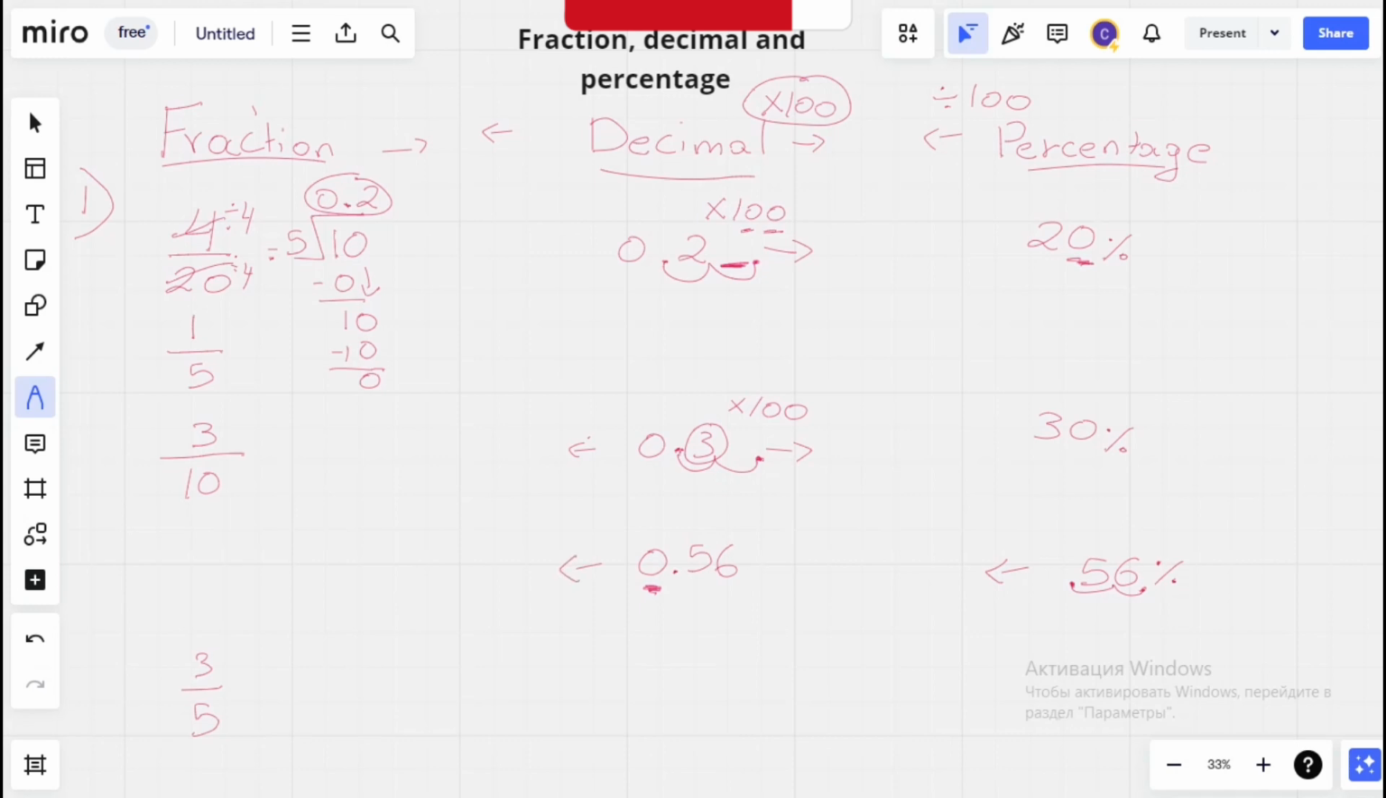How many numbers are after the decimal? 1, 2, so to be 56 over what? Over 100. Now let's try to convert a fraction to a decimal again.